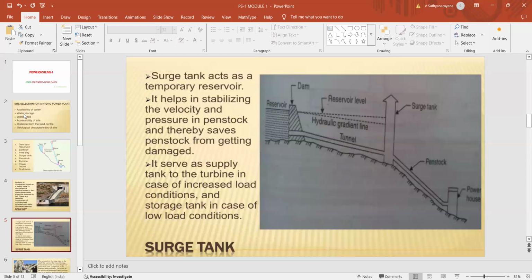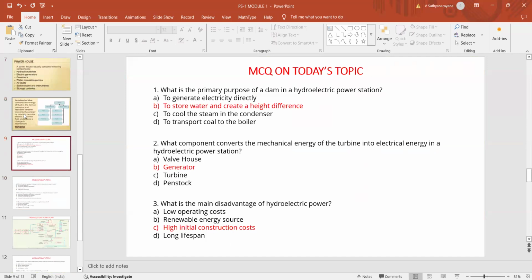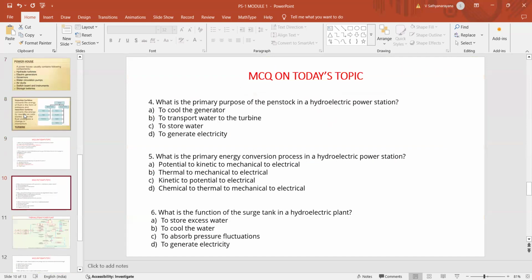The first one we completed yesterday, the hydropower plant. So already the answers are highlighted. Can anyone answer this? Just to revise yesterday's topic quickly. What is the primary purpose of penstock in a hydroelectric power station? To transport water to the turbine.